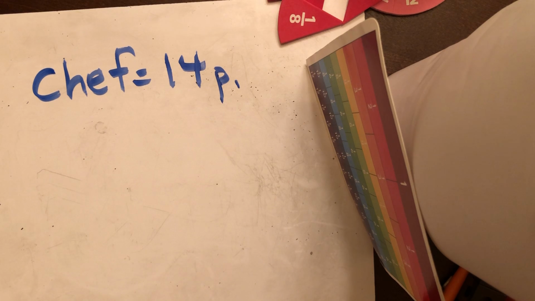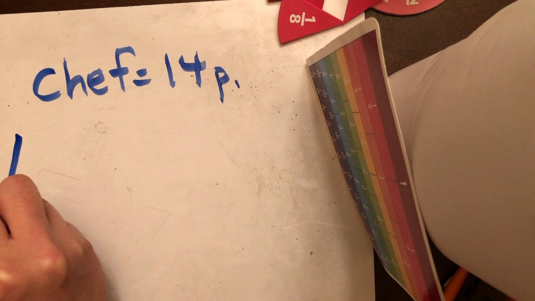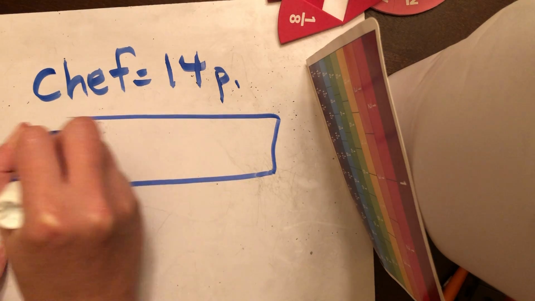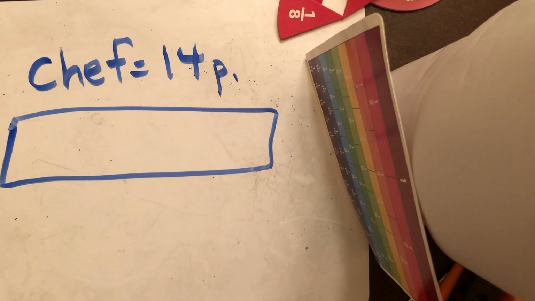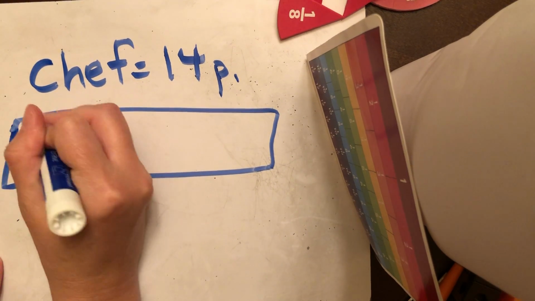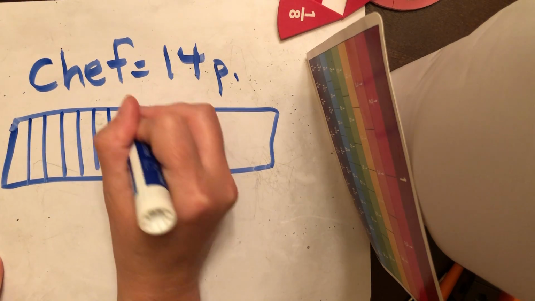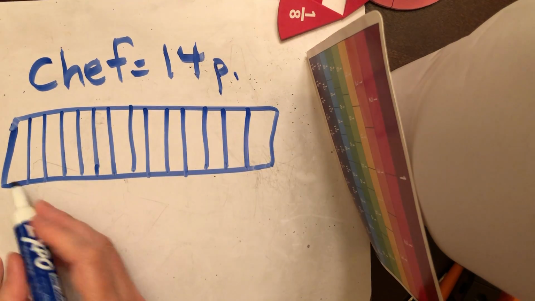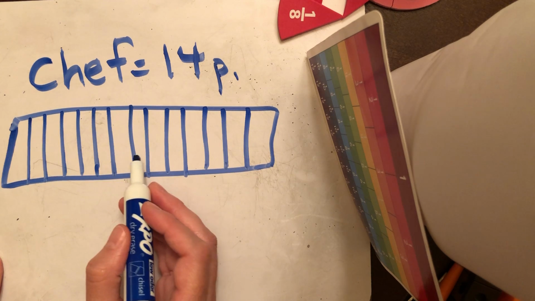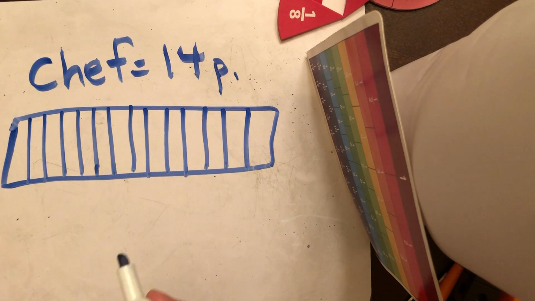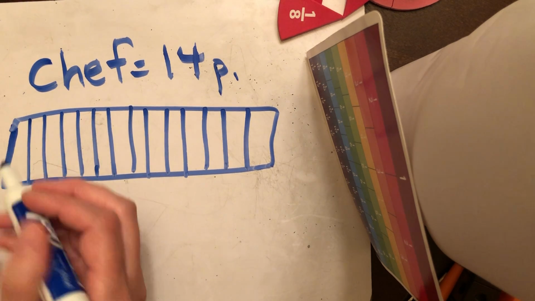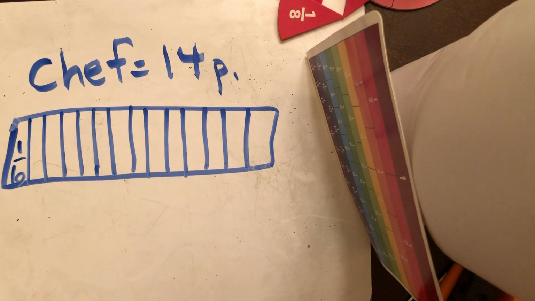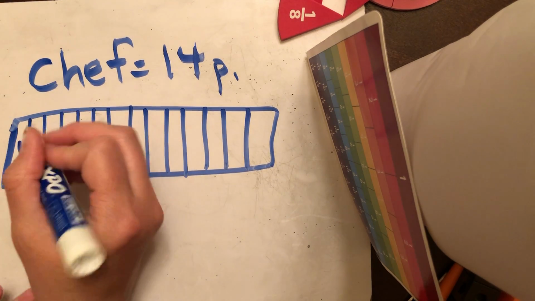What I'm going to do is I'm going to make a bar model and make sure that you can see it. I'm going to cut it into 14 pieces. 1, 2, 3, 4, 5, 6, 7, 8, 9, 10, 11, 12, 13, 14. Very good. And so for each pizza you have how much cheese? 1/6 of a pound. So I'm going to write 1/6 in each space.